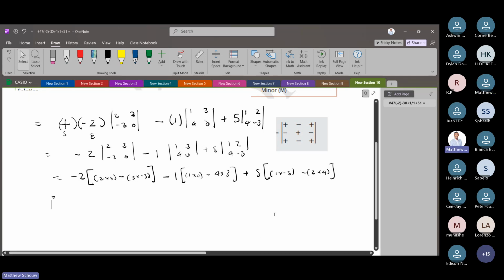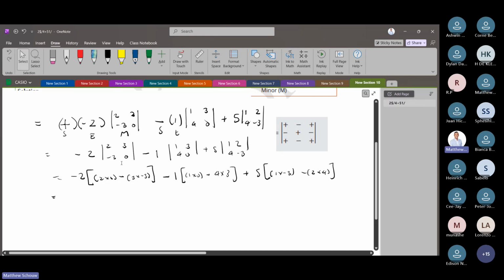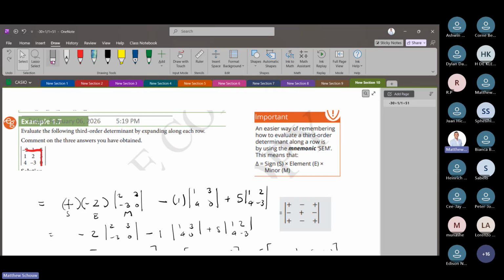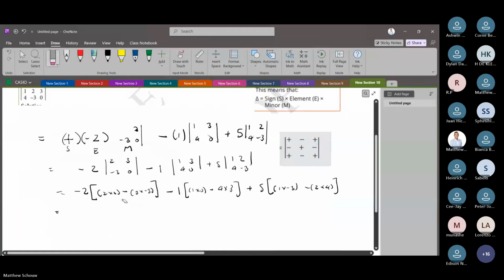Can you put a letter there where the minor is? I see you put S and E, but can you put the M for minor, please? There you go. Sign, element, minor. I don't want to get too messy. That's the idea. I had a good question: don't change the signs of the determinant. The signs only come in when you're doing this over here. Let's quickly get that one. Don't worry, we're going to go through each row, and I'll give you one to do.